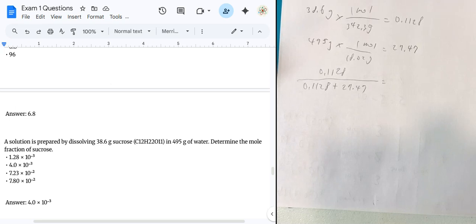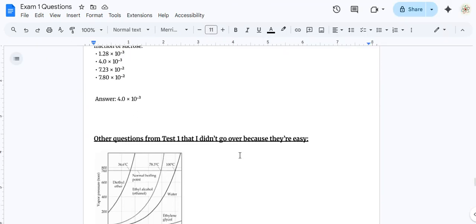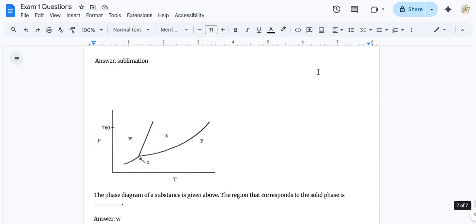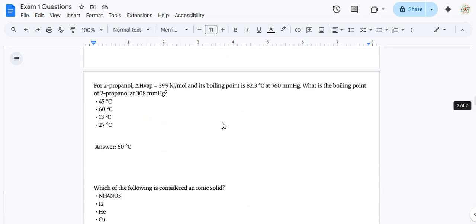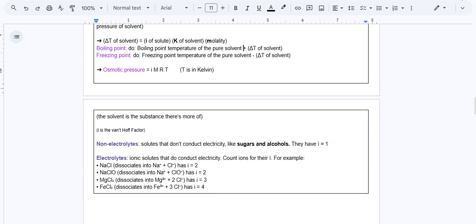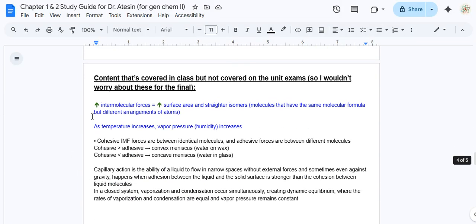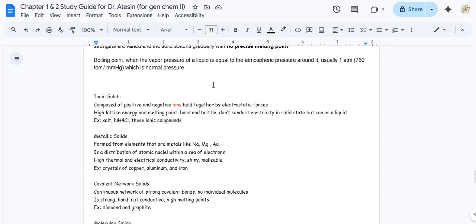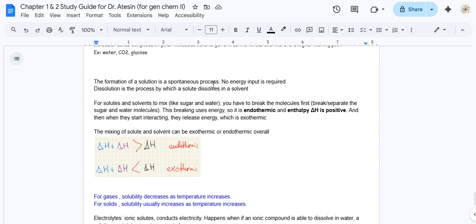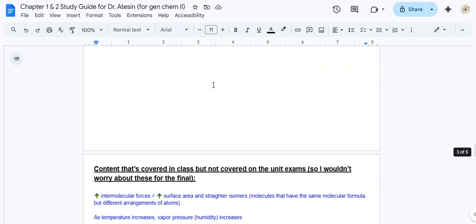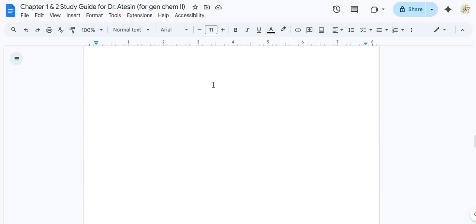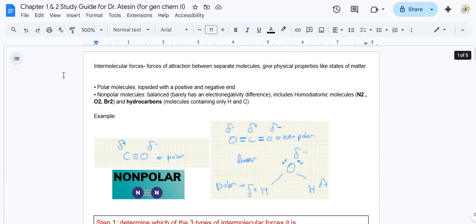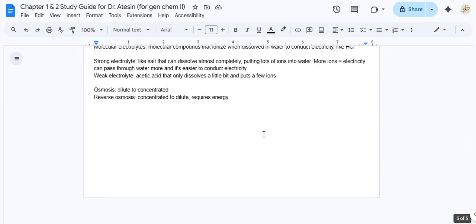And a few more things. There's more questions under here, but it's pretty self-explanatory, so I'm not gonna go over them. Under the notes, there's more notes here, but they were notes that were covered in class that he even wrote down, but it wasn't covered in the exam itself. So, if you're reviewing for the final, I wouldn't worry about anything under here.